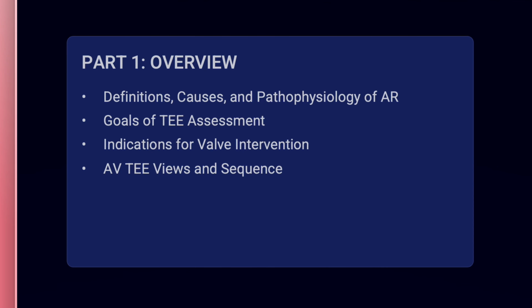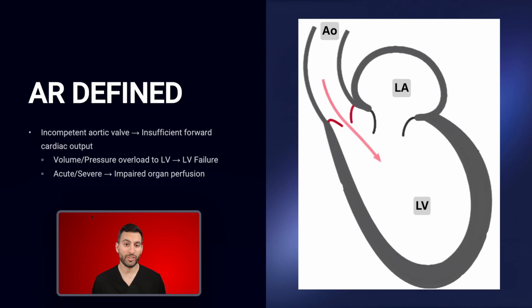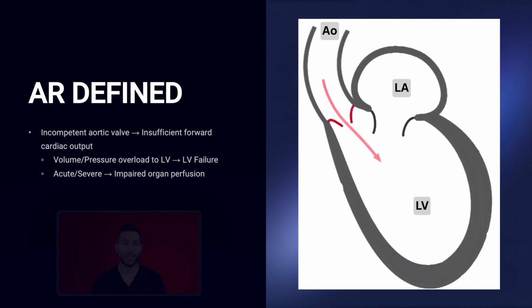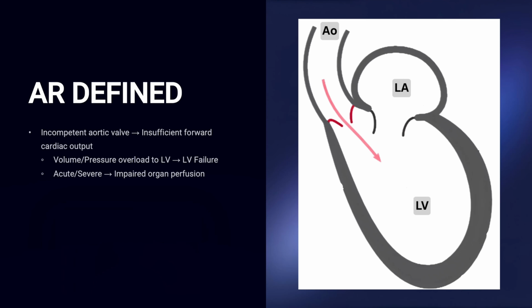Aortic regurgitation, also called AR, or aortic insufficiency, called AI, which can be used interchangeably, is where you have an incompetent aortic valve that leads to insufficient forward cardiac output. This in turn leads to volume and pressure overload in the left ventricle and can lead to LV dysfunction over time. If it's severe and/or acute, this can lead to impaired organ perfusion.